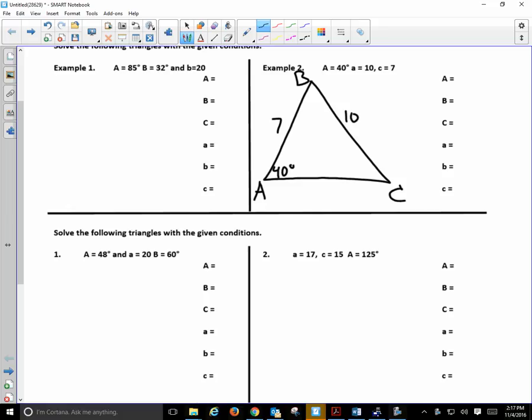If you look at the other triangle we had yesterday, angle A was 85, angle B was 32, and side B was 20. What I'd like you to do with this worksheet is have your notes and take out the very last page of your notes.